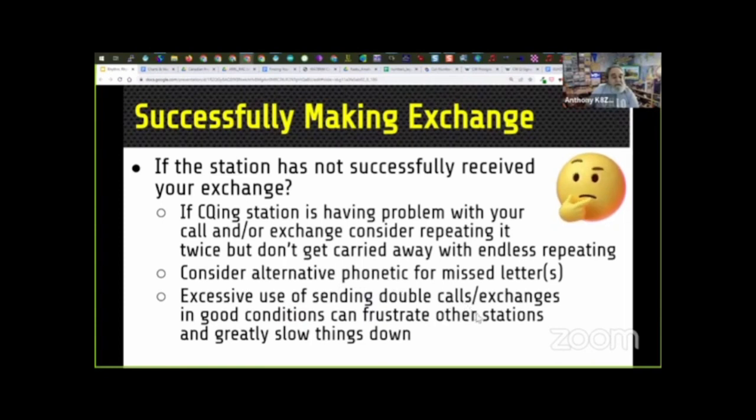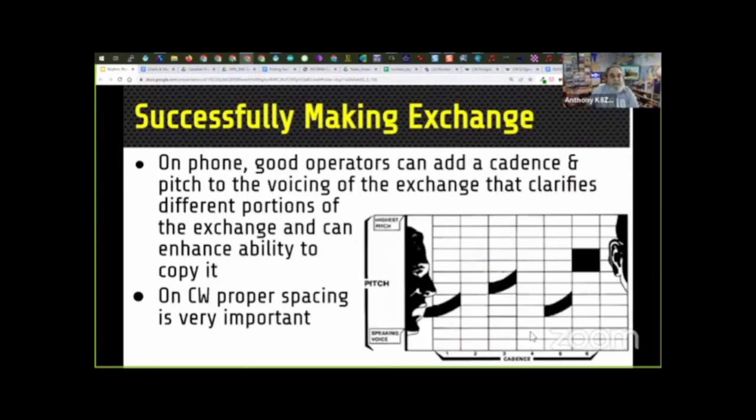So have a good set of alternative phonetics for missed letters. Don't just keep saying the same thing over and over again. But don't get carried away with excessive use of double calls and exchanges. In good conditions, they can frustrate other stations and slow things down. There's no reason to send your exchange twice if everyone's getting it on the first try. On phone, you can use the advantage of pitch in your voice and cadence to help get the information across. By varying the pitch or cadence, you can emphasize certain characters, words, letters, etc.